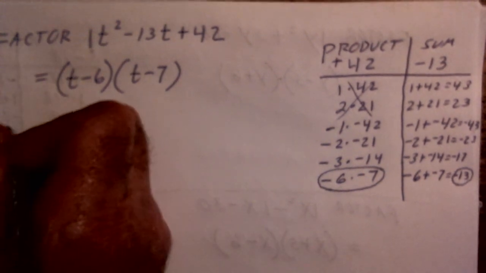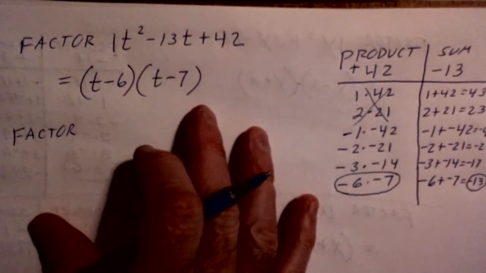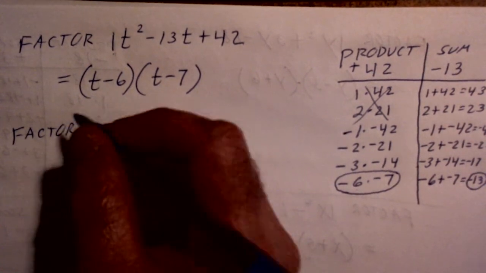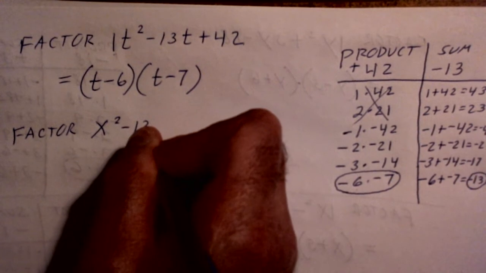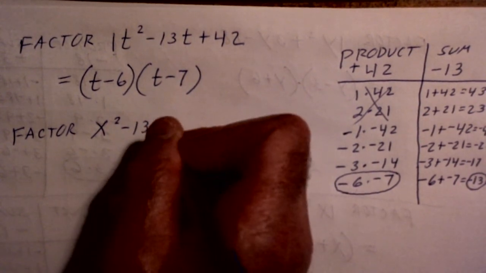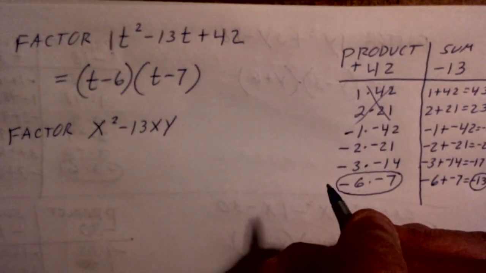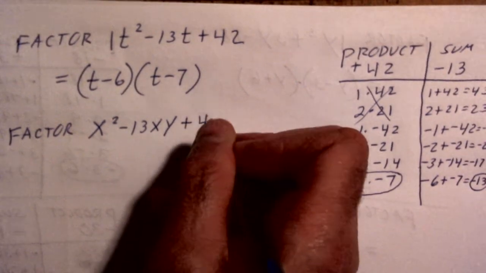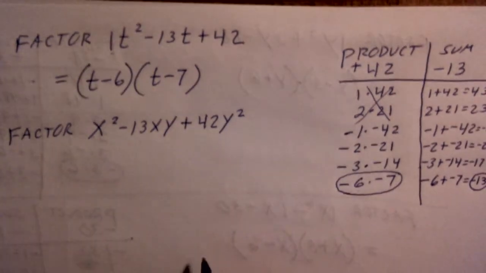All right, now your author may slip in a couple of trinomials that have two variables in them instead of one. For instance, x squared minus 13xy plus 42y squared. Okay.